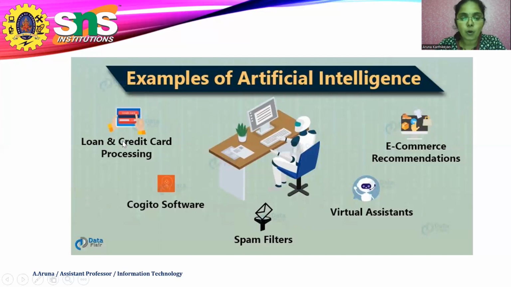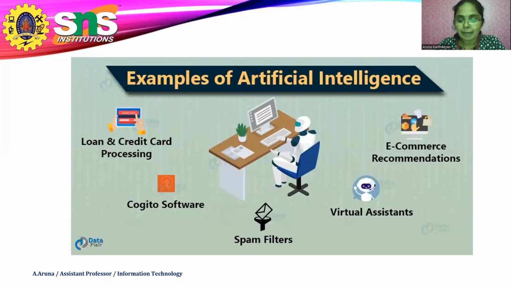The next thing is loan and credit card processing. Nowadays, everyone has a credit card, and here also we are using artificial intelligence technology. We have a credit score. How can credit scores be calculated? Credit scores can be calculated by using AI. Based on predefined characteristics, the bank approves or rejects the loan and credit card application. So in so many places we are using artificial intelligence.